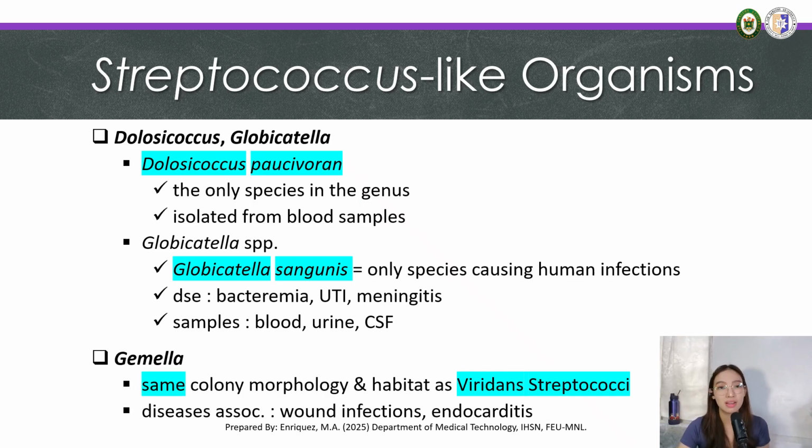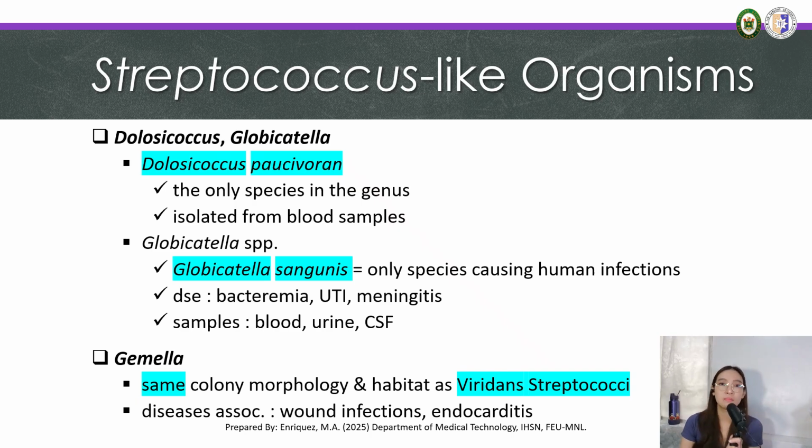Next is Gemella. Gemella species are similar in colony morphology and habitat to the viridans Streptococci. Okay, ulitin po natin, magkapareha daw po yung usual habitat and colony morphology ng viridans Streptococci. So, they produce alpha hemolysis or some of them could be non-hemolytic.